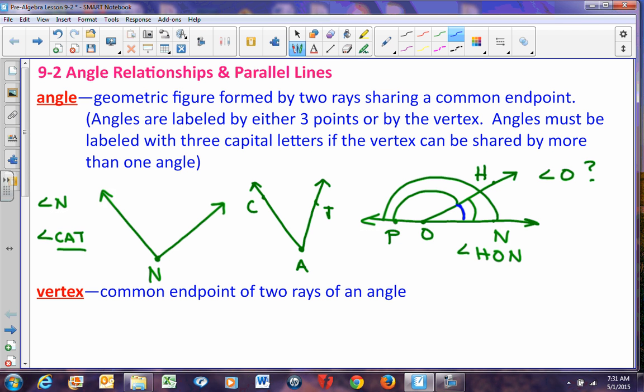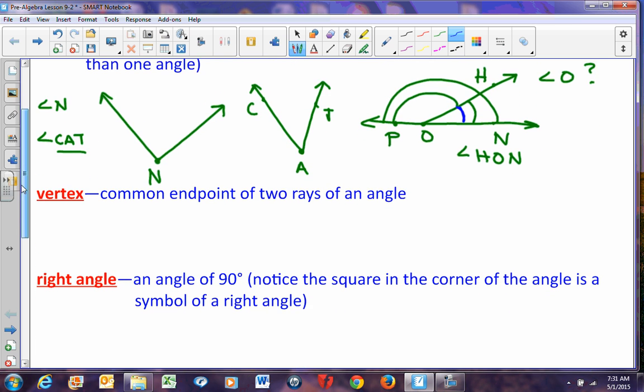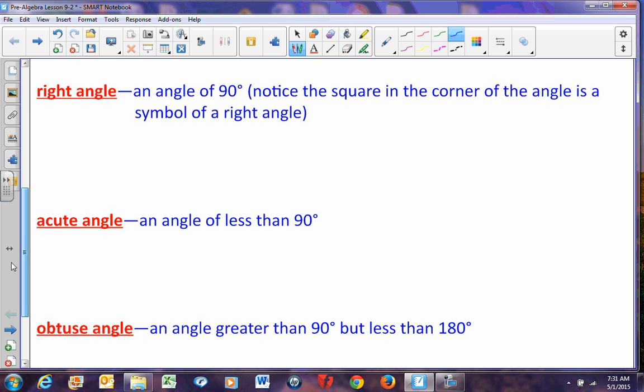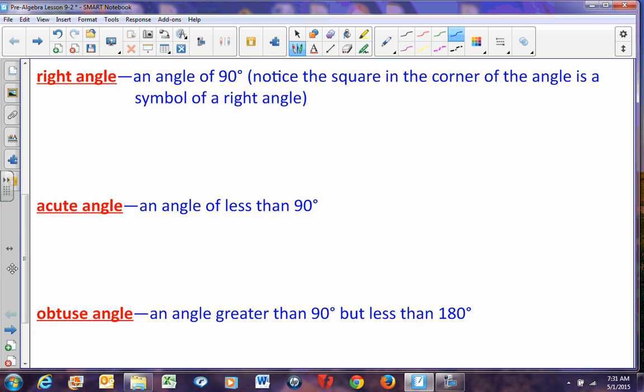We've already said that the vertex is the common endpoint of the 2 rays of an angle, and you name an angle with its vertex if you're naming it by less than 1 point. Now we're going to talk about some specific types of angles. A right angle is an angle of 90 degrees. Okay? 90 degrees looks like this. You can either label it 90 degrees like so, or you can label it by putting a little square in the corner, because this square in the corner of the angle is a symbol for a 90-degree angle.